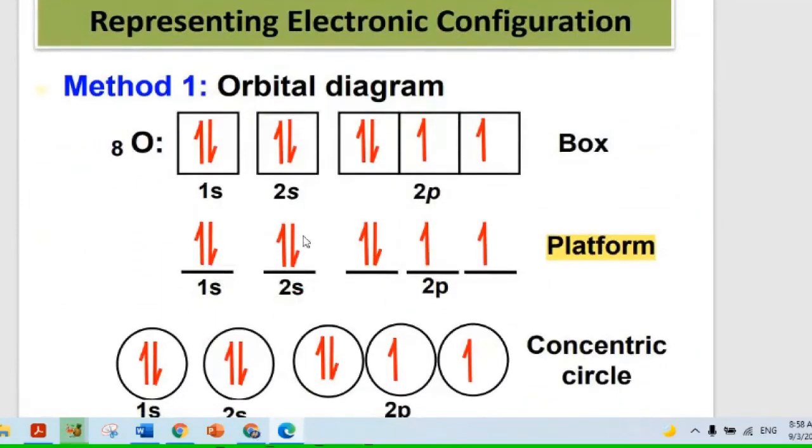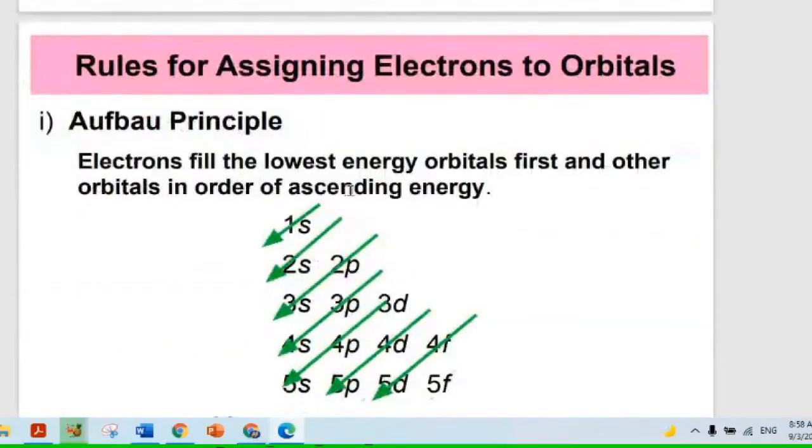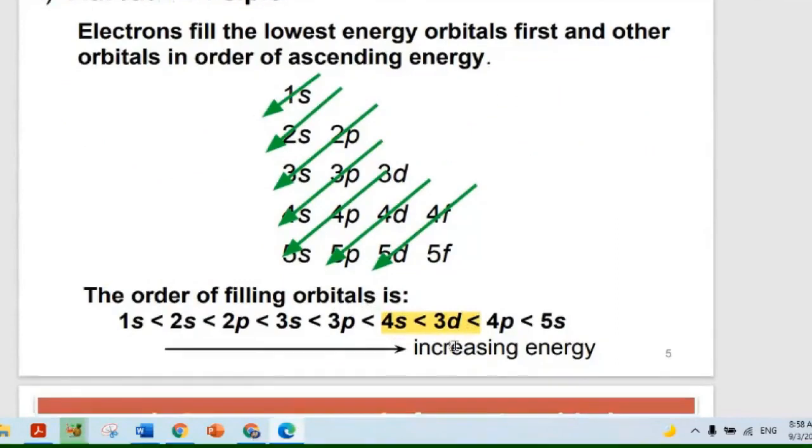How to draw this? We have to start from Aufbau principle. I have to draw the staircase like this, so that I know I have to fill in 1s first, followed by 2s, then 2p, 3s, and so on. Because according to Aufbau, electrons fill the lowest energy orbital first and other orbitals in order of ascending energy. So this is the order of filling electrons. Please be careful for this part. You have to fill in the 4s first, then only 3d.